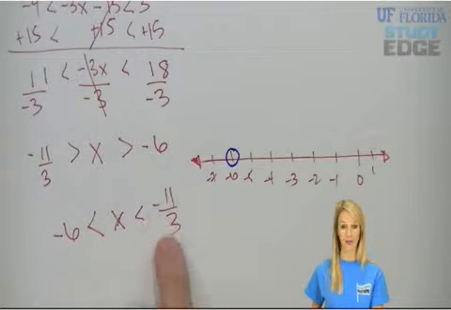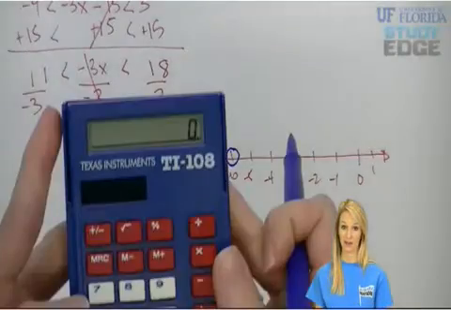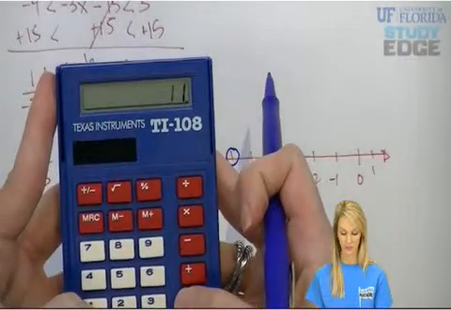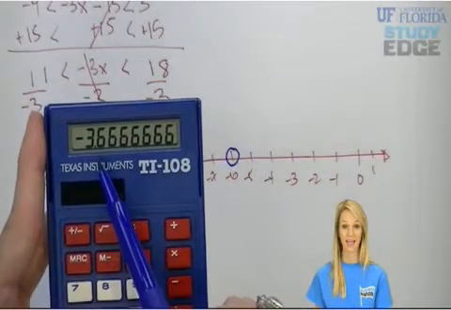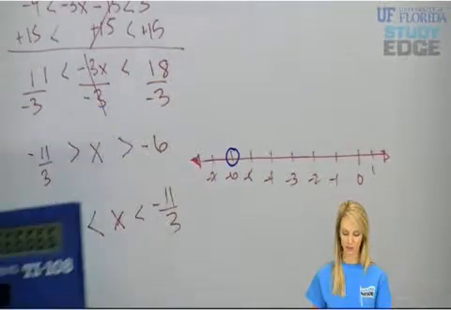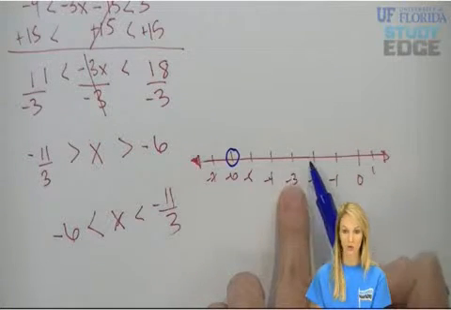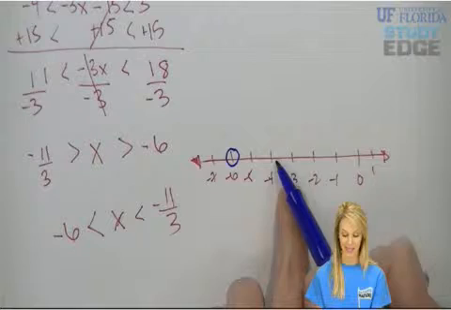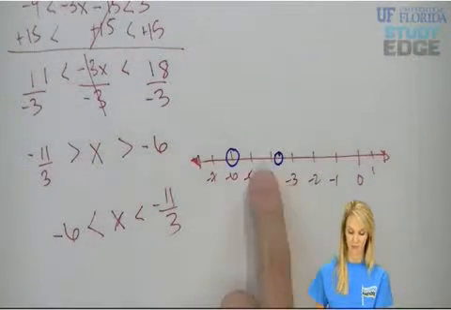Now, what about negative 11 over 3? I'm going to put that in my calculator to see what that value is actually equal to. 11, make it a negative, divided by 3, negative 3.666. Where on my number line is that going to be? Well, I've got my negative 3. Am I going to the left or the right? Negative 3.66 is moving to the left. Negative 3.66 is right here.